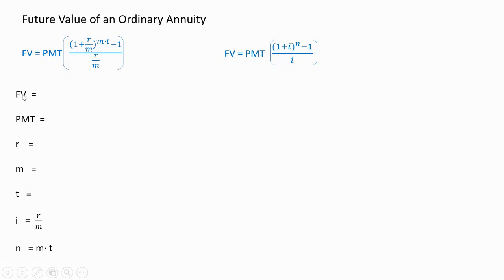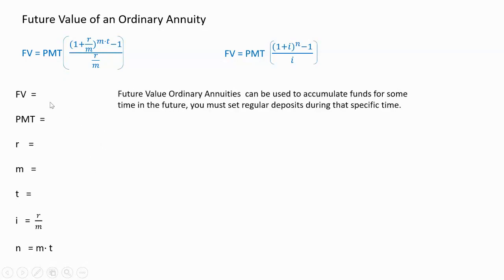Okay, now again, you always have 7 things. 1, 2, 3, 4, 5, 6, 7. So what's everything here, guys? Again, this is the future value. These are the payments, and everything else is the same as before. Now, future value of ordinary annuities can be used to accumulate funds for some time in the future, but you must make regular deposits during that specific time.